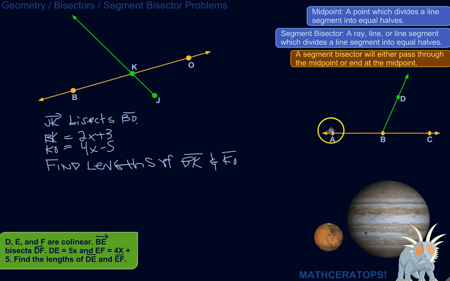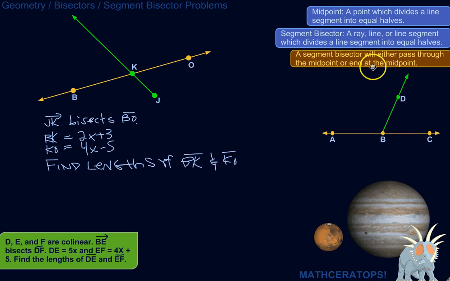Here in this little scenario, I've got a line segment AC. That's all the points between and including A and C. And then this ray here, BD, which has its endpoint at B. It doesn't say on here, but I'm telling you that it's the bisector. This is just a little illustration, just to remind you of these concepts.